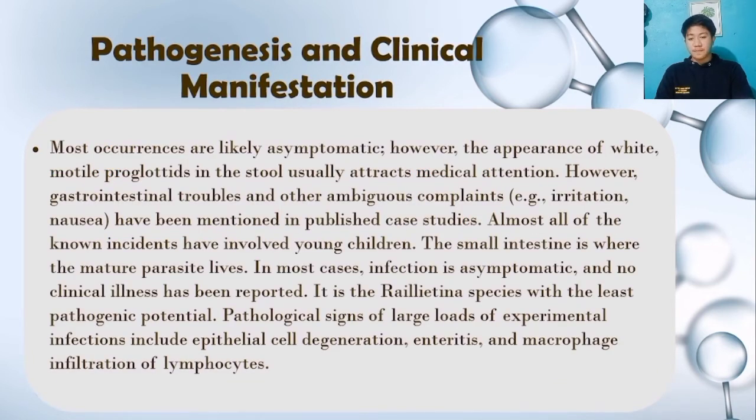Pathogenesis and clinical manifestation. Most occurrences are likely asymptomatic. However, the appearance of white motile proglottids in the stool usually attracts medical attention. Gastrointestinal troubles and other ambiguous complaints, for example irritation and nausea, have been mentioned in published case studies. Almost all of the known incidents have involved young children. The small intestine is where the mature parasite lives. In most cases, infection is asymptomatic and no clinical illness has been reported. So it is the Raillietina species with the least pathogenic potential.